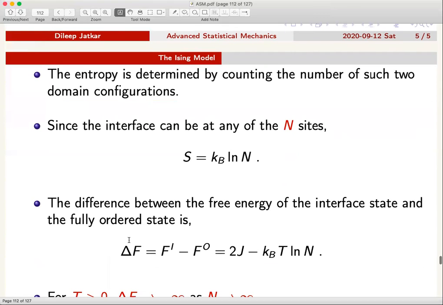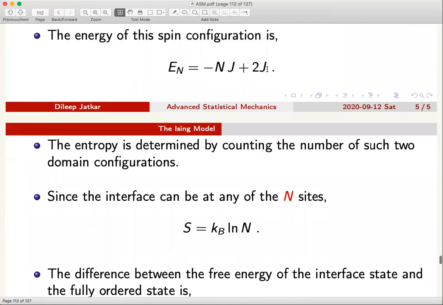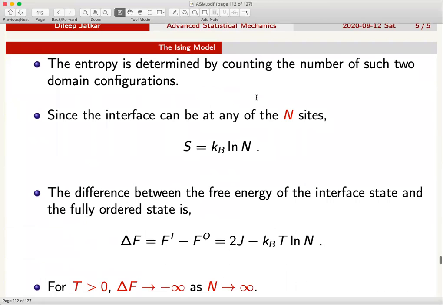So delta F is F interface minus F ordered state. That is what Fi minus Fo is, not input or output. So Fi minus Fo is what we are computing. The internal energy part is going to contribute 2J because this is the interface energy. This piece is the ordered state energy. So if you write down En interface minus En0, it will just remove that and keep you with the 2J factor.